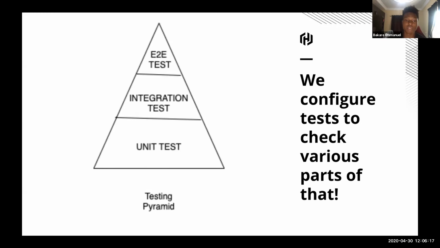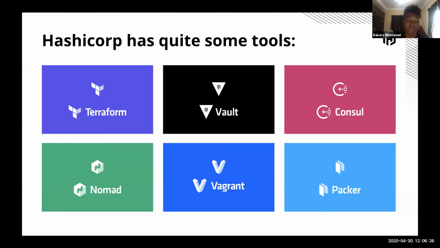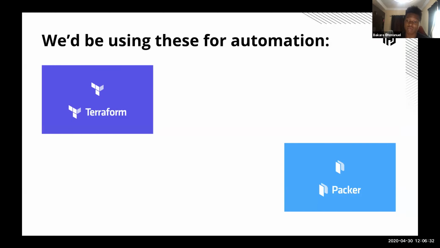The testing spectrum pretty much goes from unit testing to integration testing to end-to-end testing, although people don't usually test infrastructure. So that's what I'm going to start off with. HashiCorp has quite a few tools, and I'm trimming them down to Terraform and Packer. I'm going to do a very short demo, spinning up the entire infrastructure with Terraform.